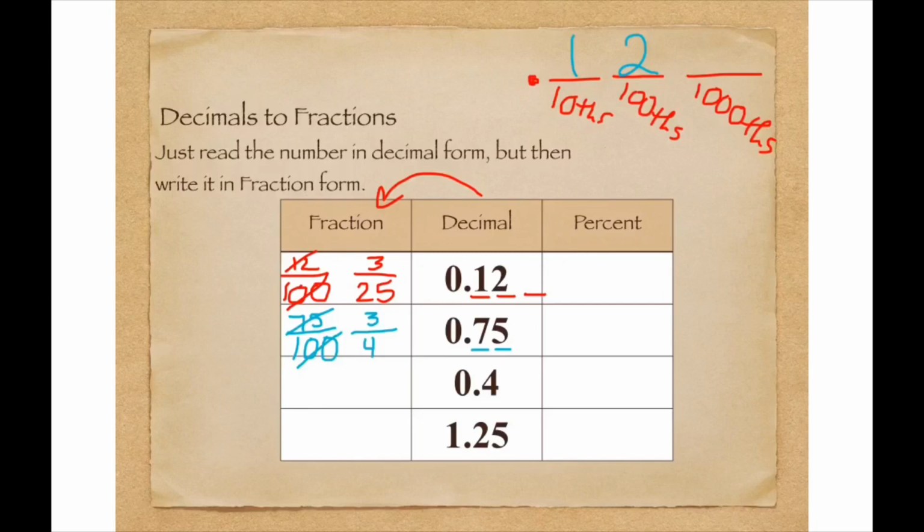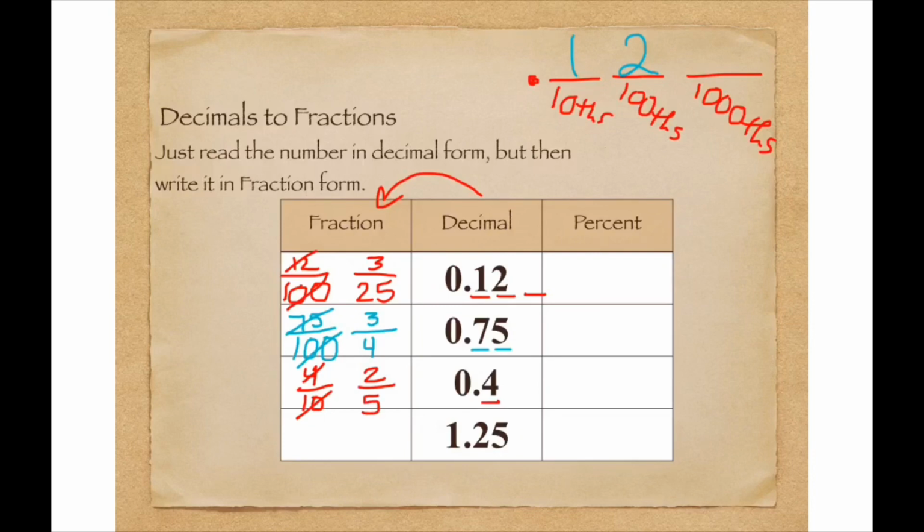Okay, next, 0.4. Normally we would just say 0.4 so everybody understands, but really the 4 is in the tenths position, so this is going to be 4 tenths. Now you're just going to reduce that, so 2 goes into 4 twice, 2 goes into 10 5 times. 2/5 is our fractional form.